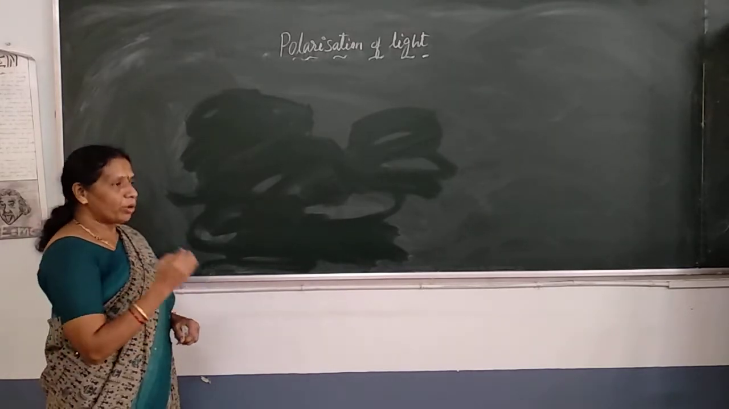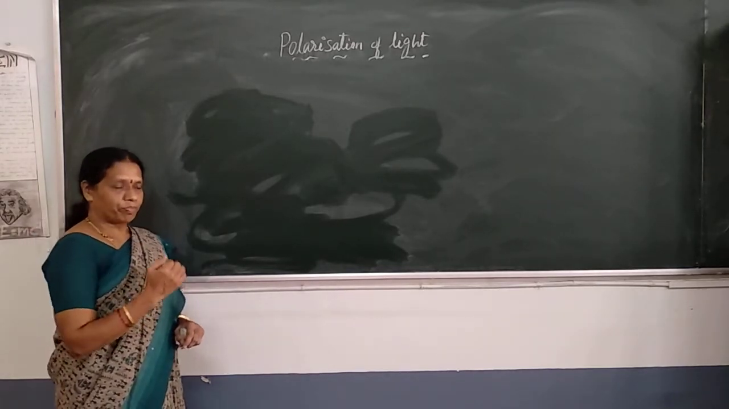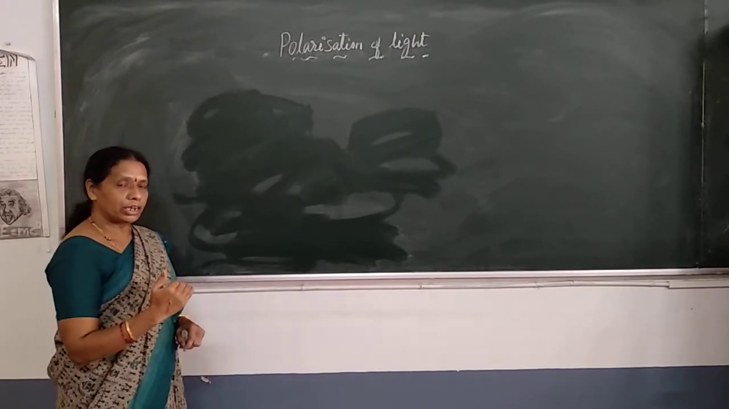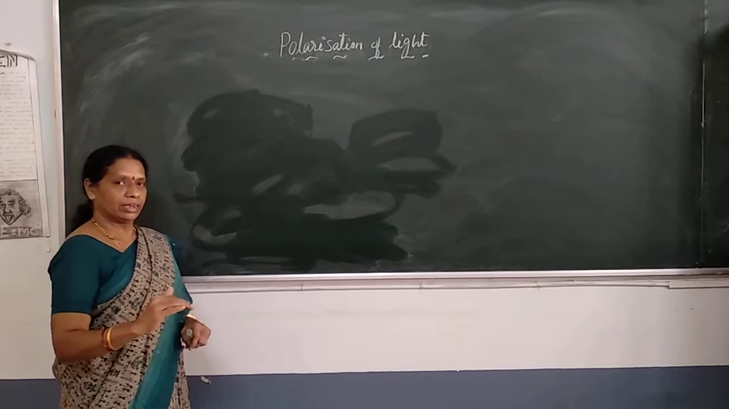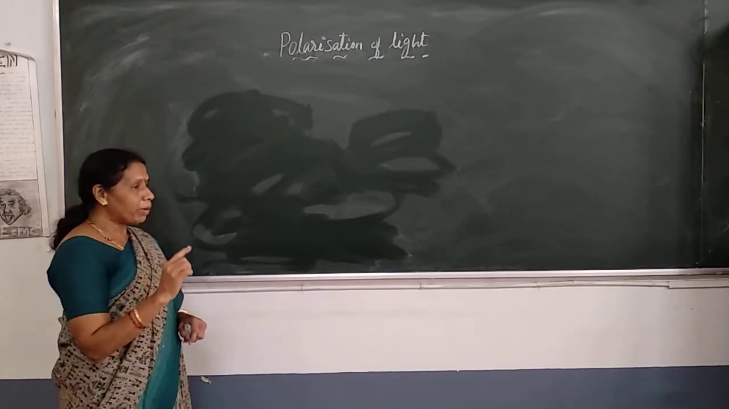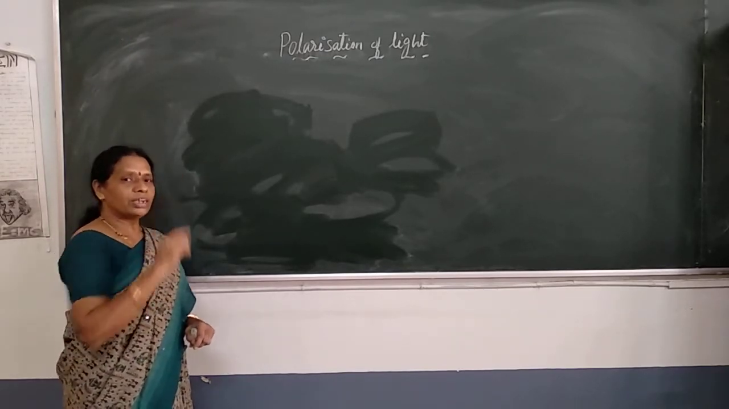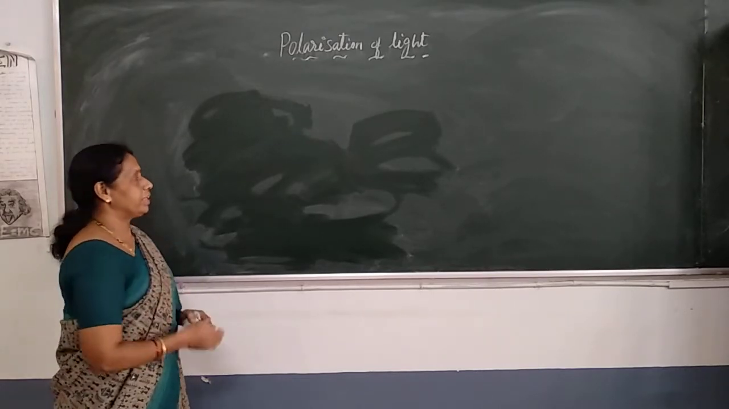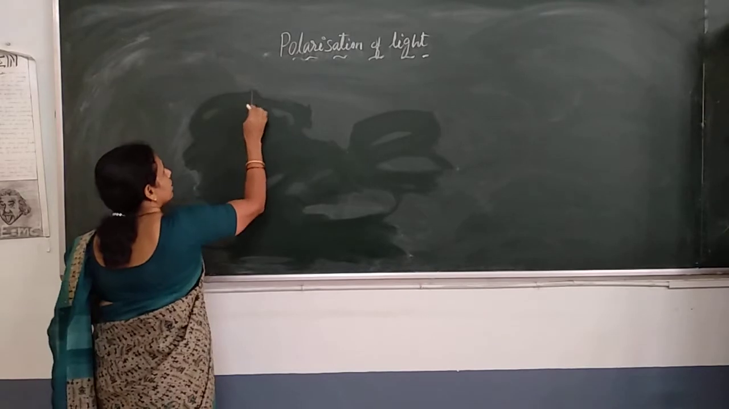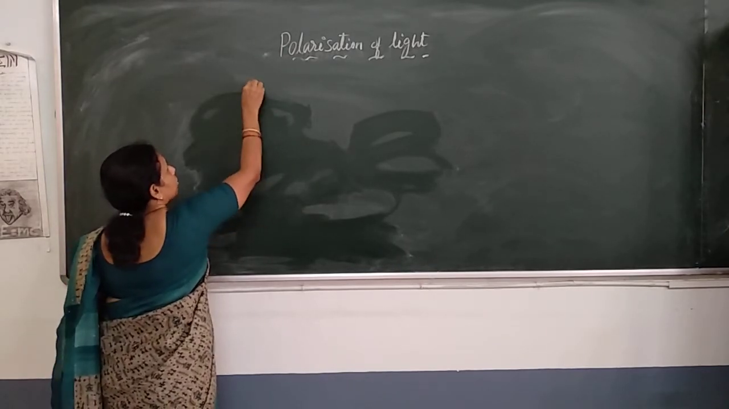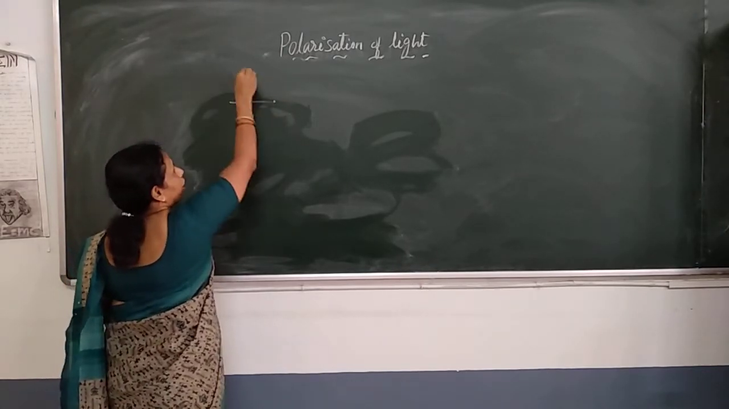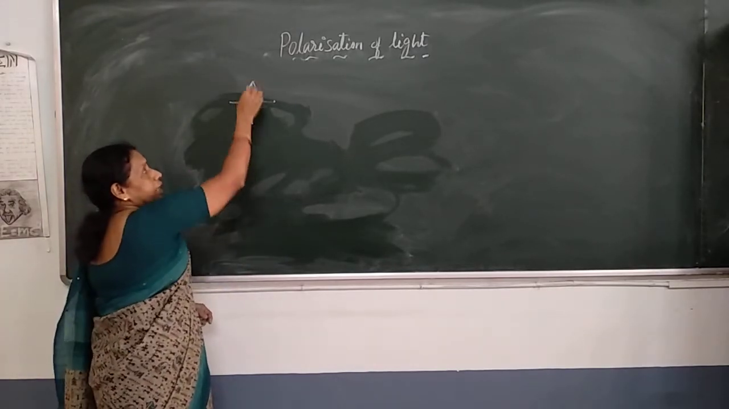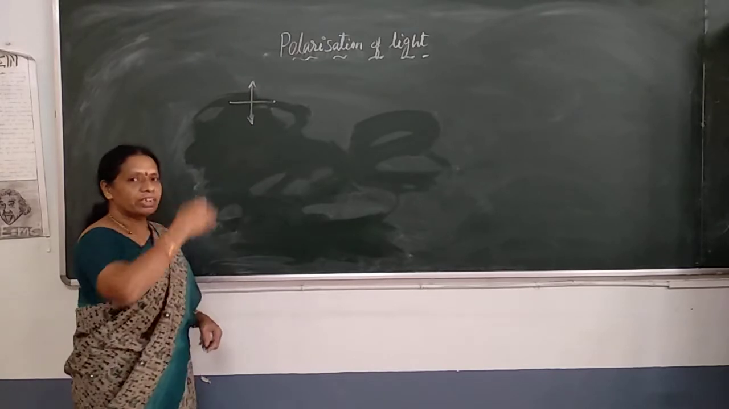A plane polarized light is one in which the vibrations of the electric vector are in a plane perpendicular to the plane of propagation, and the projection of the tip of the vector is along a straight line. Such a light is called plane polarized light. It is denoted like this. The vibrations of the electric vector are along the straight line.